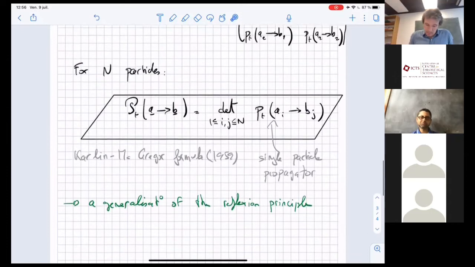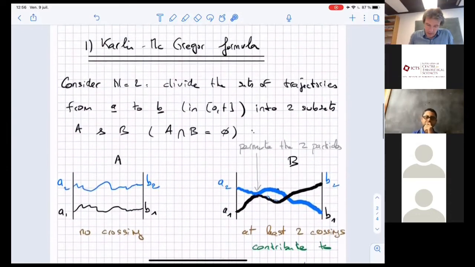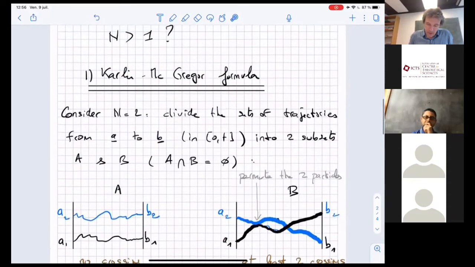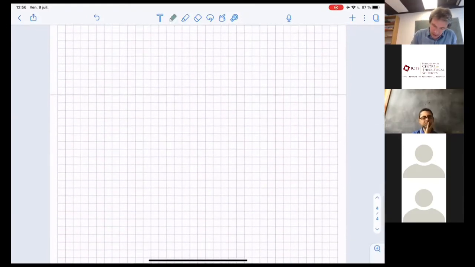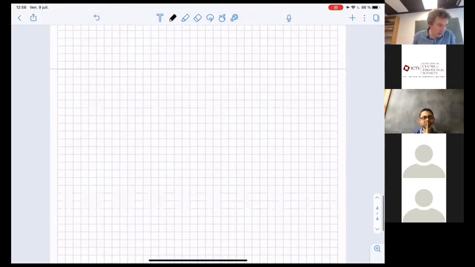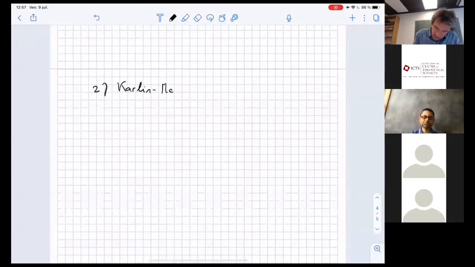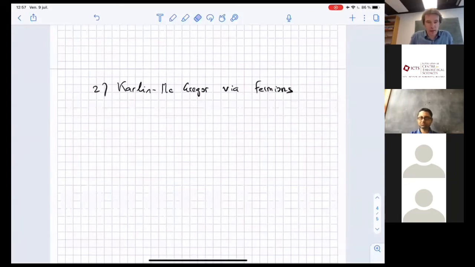Now I would like to give you a fermionic approach to the Karlin-McGregor formula. That will be my second point, and we will see how this Slater determinant actually comes in. If you look at the paper by Karlin and McGregor, it's quite technical, a math paper, and hard to read. I want to provide here a relatively simple derivation of this formula via fermions.